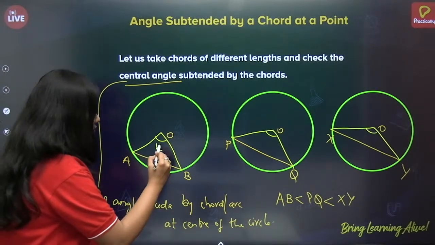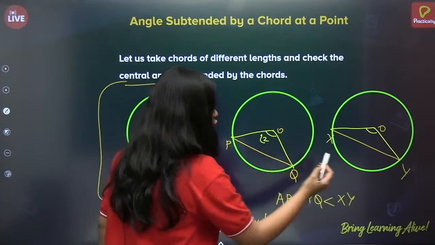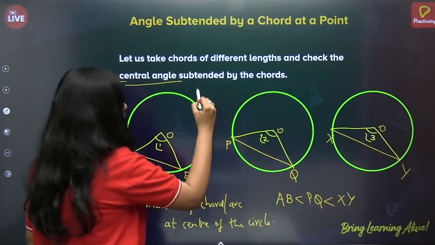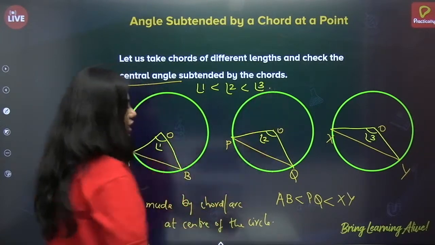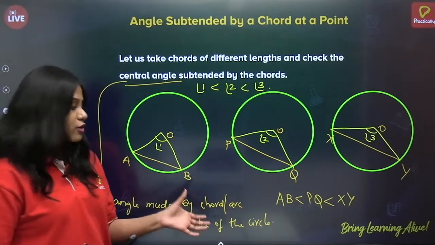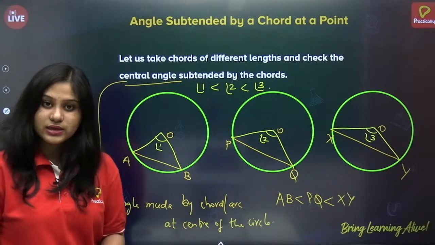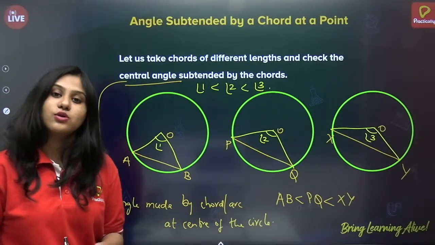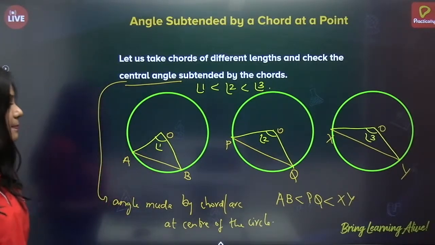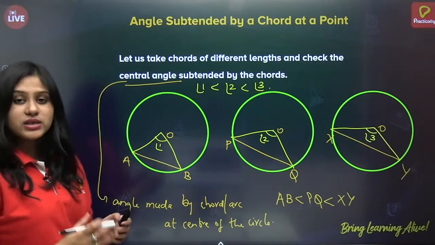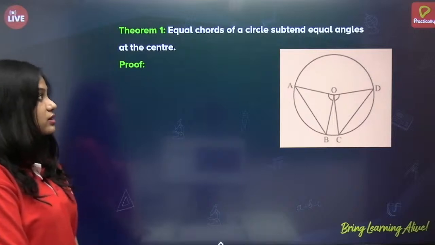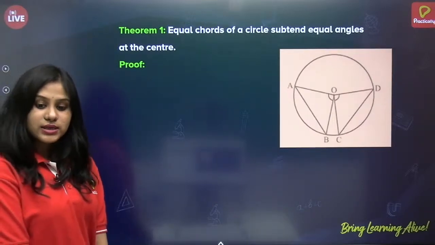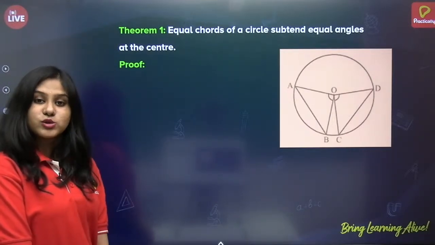So if I name this as angle 1, angle 2, angle 3, then angle 1 is less than angle 2, which is less than angle 3, correct? So what do we depict from this? As chord length increases, the central angle also increases. Okay? So with this, let us see a theorem. Equal chords of a circle subtend equal angles at the center. Let us see also the proof for it.